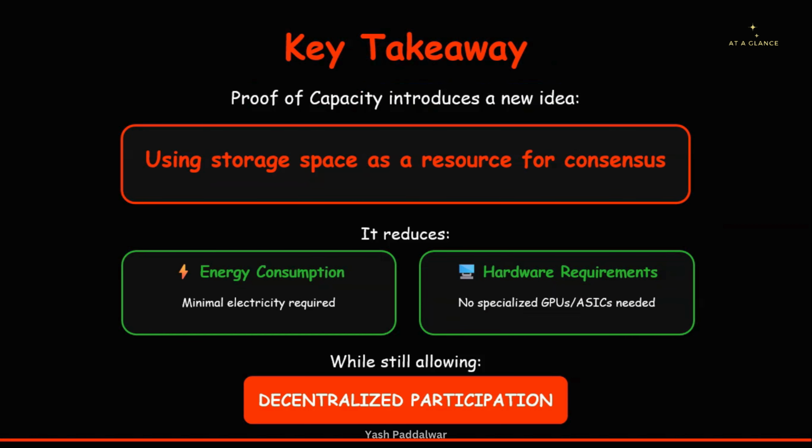With this, we come to the end of the video. I hope the entire concept of proof of capacity is clear to you all. I've tried my level best to take multiple examples through which I hope the entire concept is clear. If you guys have any doubt, then put it in the comment section. I'll be happy to solve it.